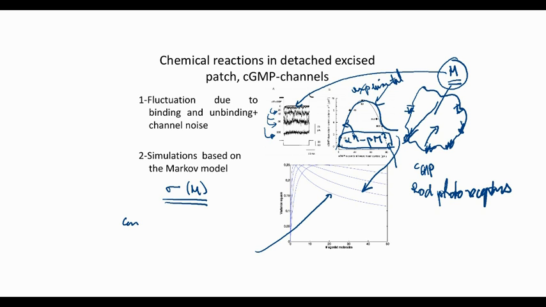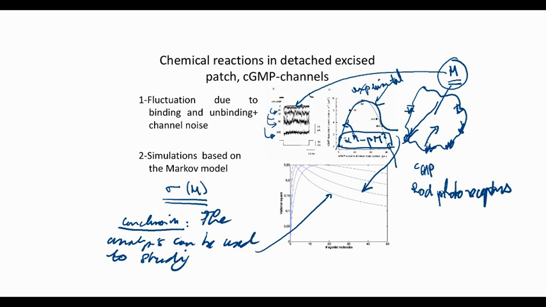So the conclusion is that our analysis can explain the fluctuation, or can be used to study the noise fluctuation, at least the amplitude, in cones, which might be even more relevant than in rods.